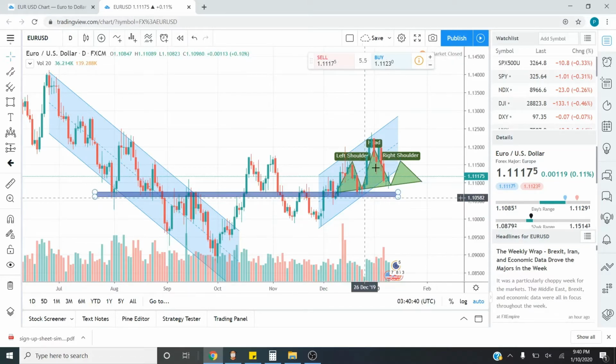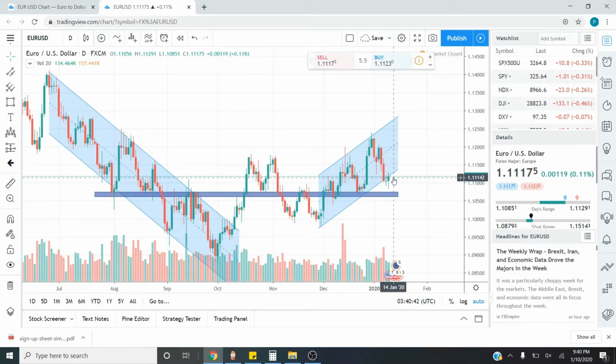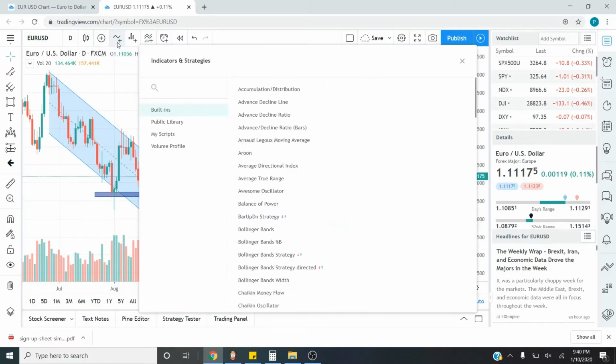So I'm going to go ahead and delete this head and shoulders for now. Just push delete. You can also add indicators with this squiggly line and a plus, right? And you can even do search.